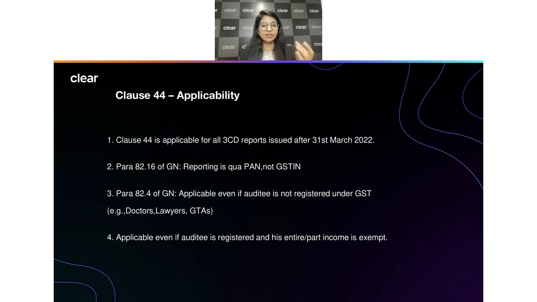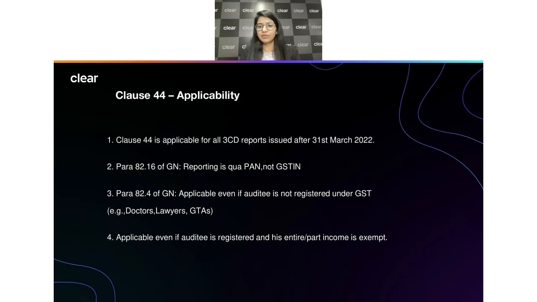But the question is, when we talk about form 3CD itself, which is one of the forms under income tax, the tax audit of income tax, whether this is also at a GSTN level or at a PAN level. So that's the first question. Maybe you all can answer whether this is at a PAN level or a GSTN level. Maybe you can reply on the chat box. So when it comes to clause 44 of income tax, which is 3CD, is it at a GSTN level or at a PAN level?